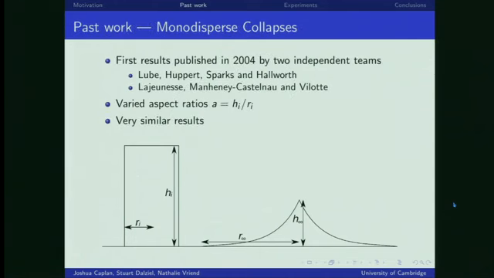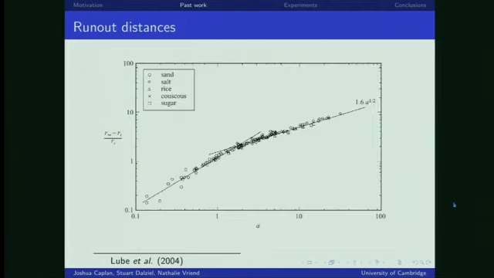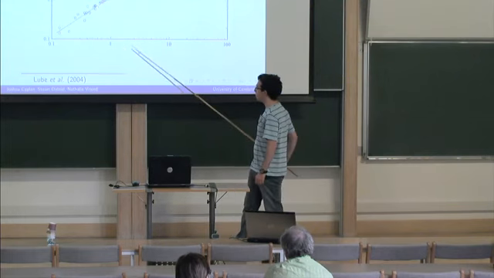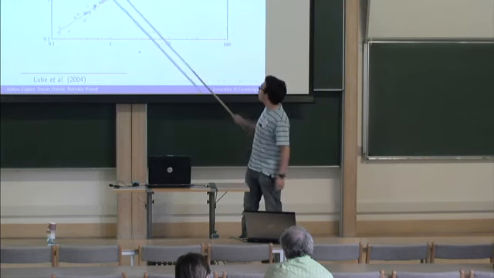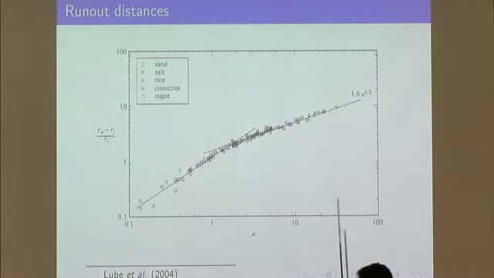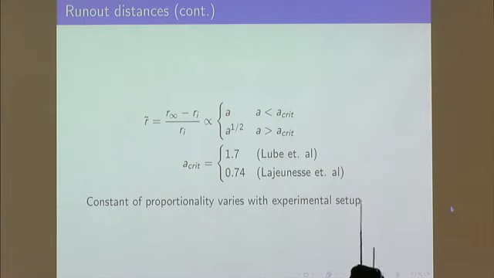So thinking about these simple collapses with one type of material, two main papers were done in 2004, where they looked at the effect of varying the aspect ratio, the initial height over the initial radius, and saw what happened, and thankfully they broadly agree with each other. Key results: they found nice power laws when they scaled the non-dimensional run-out distance against the aspect ratio. For tall columns, we get a square root law. For small ones, it's linear in the aspect ratio. The exact coefficients depend on your experiment.